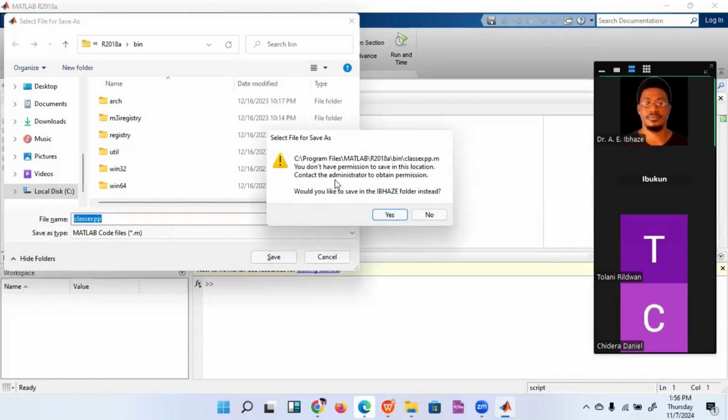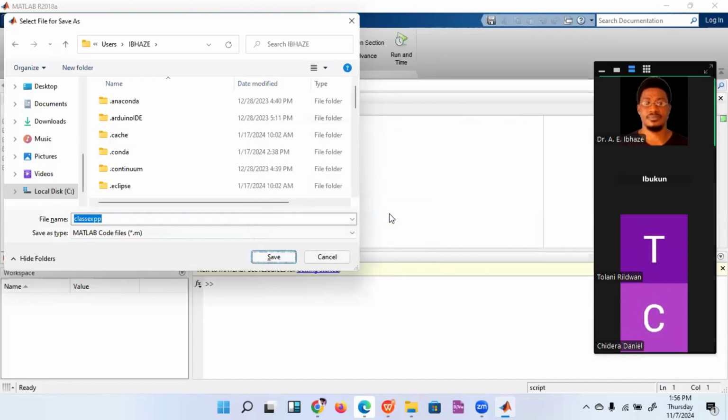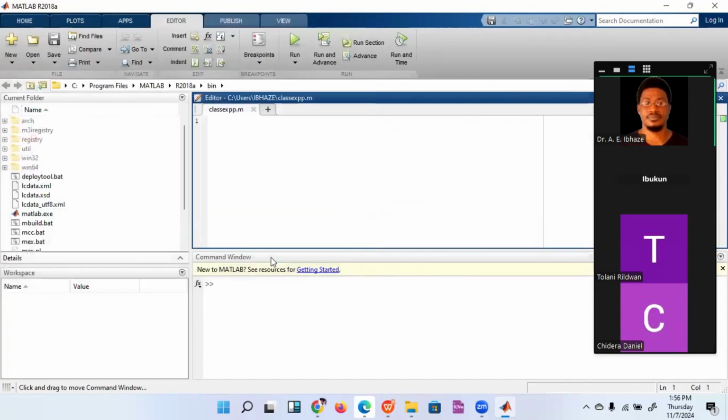It's going to ask, you don't have permission to save in this location, contact administration. Would you like to save in data erase? Yes. So save. So the file name has changed.